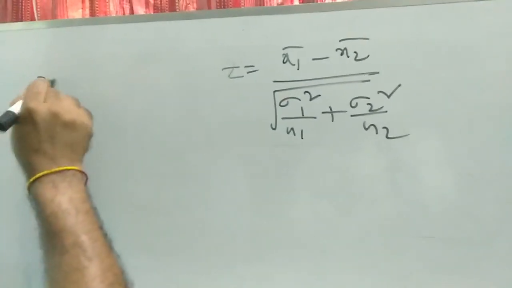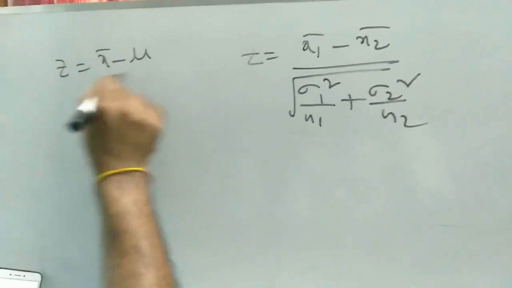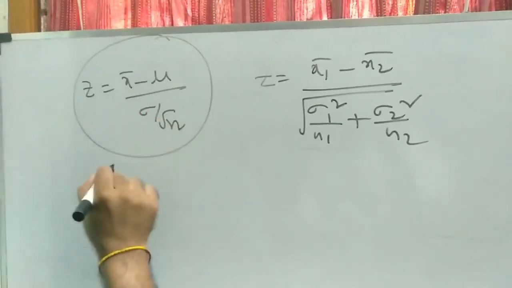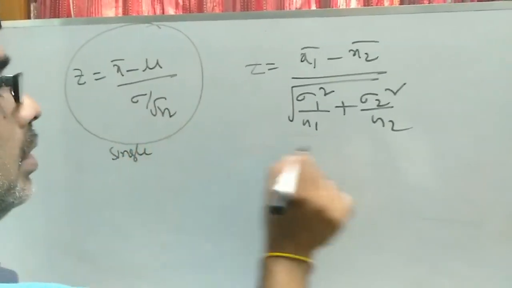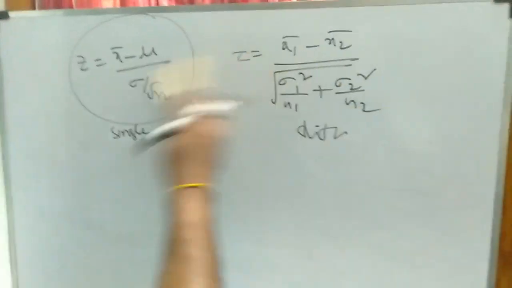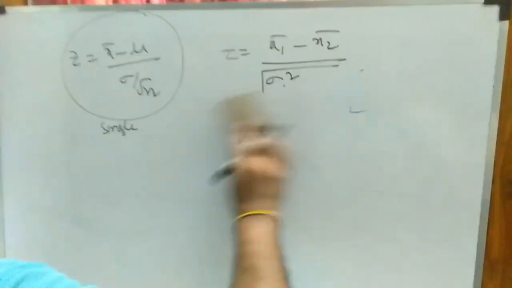If it is the first model, we use the sample test statistic x bar minus mu by sigma by root n. This is testing of a single mean. This is a difference of means, two means. So based on the problem we have to use the statistic, and this statistic must be kept in mind in the formula. So I write down the problem.